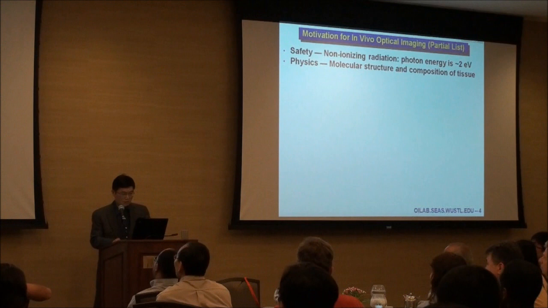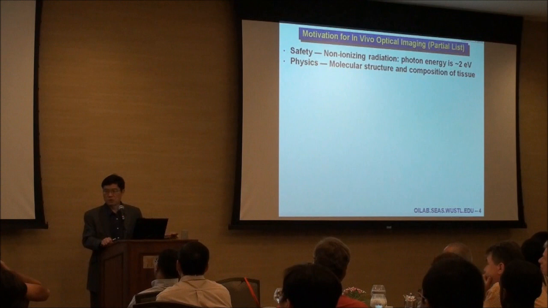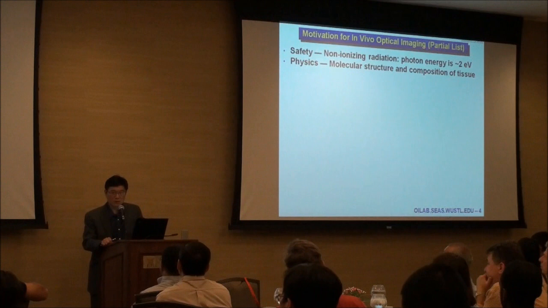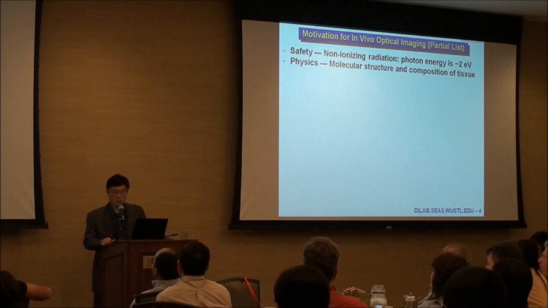Very fundamentally speaking, from the physics perspective, in the entire electromagnetic spectrum, light occupies a tiny portion, but that's a very special portion, because that's the only portion of the EM spectrum that allows you to probe molecules directly. Right? And so it's very uniquely positioned to use light to image tissue composition, the molecular composition.